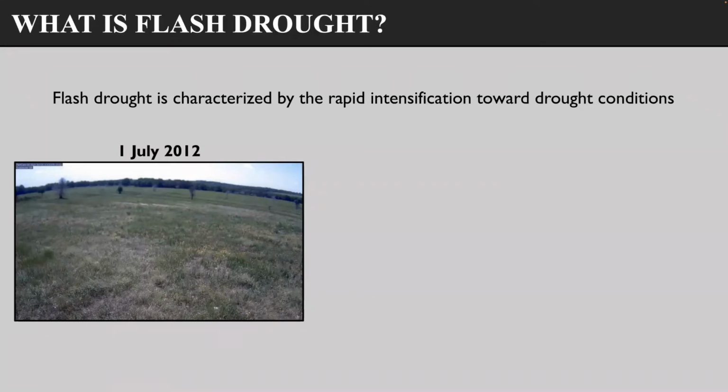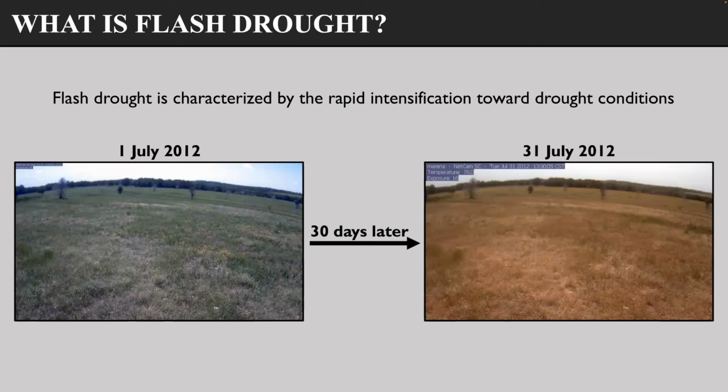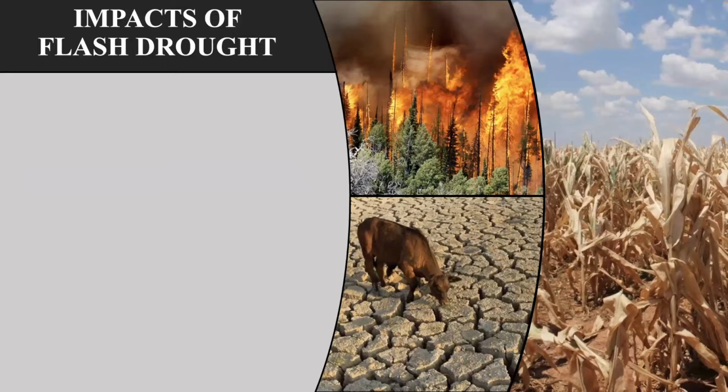So this image here is taken from a phenocam site in Miranda, Oklahoma, back in July of 2012. And the image on the right shows just 30 days later how rapidly the environment desiccated. And this visually shows how fast a flash drought can develop and how fast it can impact an environment. So this is what we're looking at when we talk about flash drought.